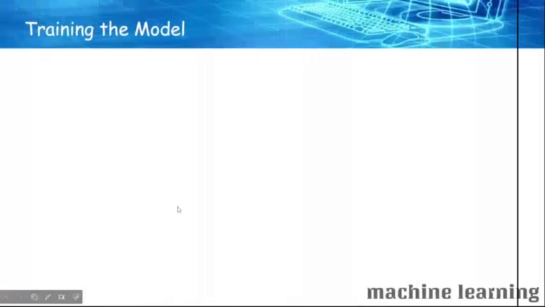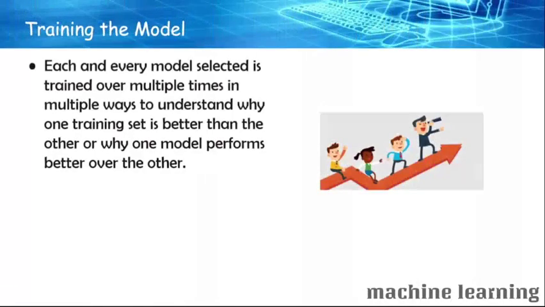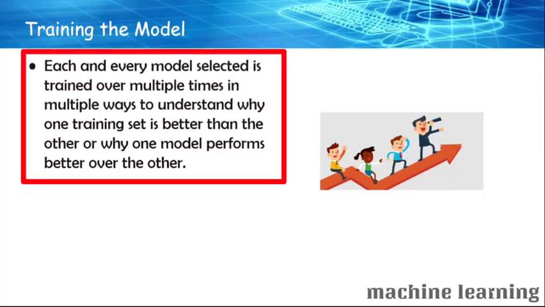After model selection comes training of data. We'll split the data into a training set and a test set. It will make more sense when we work on projects. After splitting it, we'll be training the model. Each and every model is selected and trained multiple times. You can have epochs, basically iterations, trained in multiple ways to understand why one training set is better than another and why one model performs better than another model.